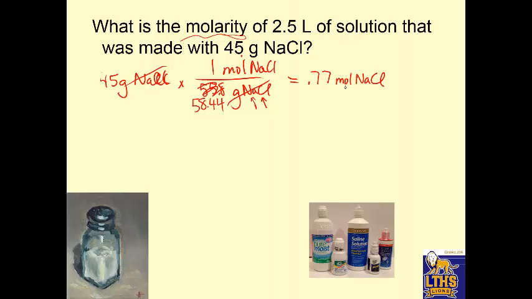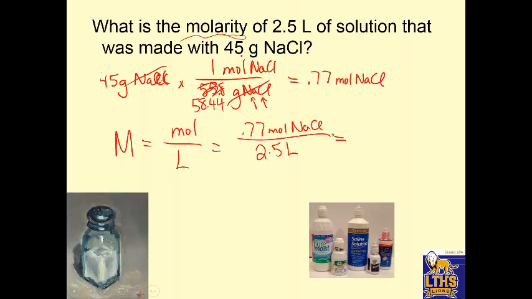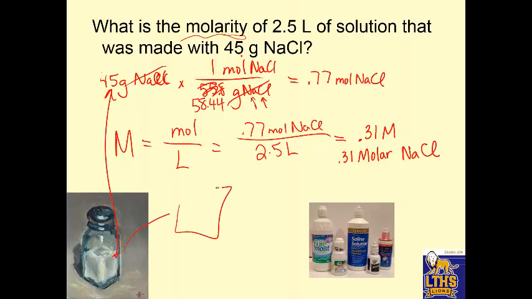So what's the concentration of our solution? The molarity, capital M, is moles per liter. So I have 0.77 moles of NaCl, and I have 2.5 liters of solution. So I divide that out, and I find out that the concentration of the solution is 0.31 molar. 0.31 molar means 0.31 moles of salt for every liter. So this solid stuff, 45 grams of this, was put into 2.5 liters of water, poured in, stirred up, and you get 0.31 molar solution.